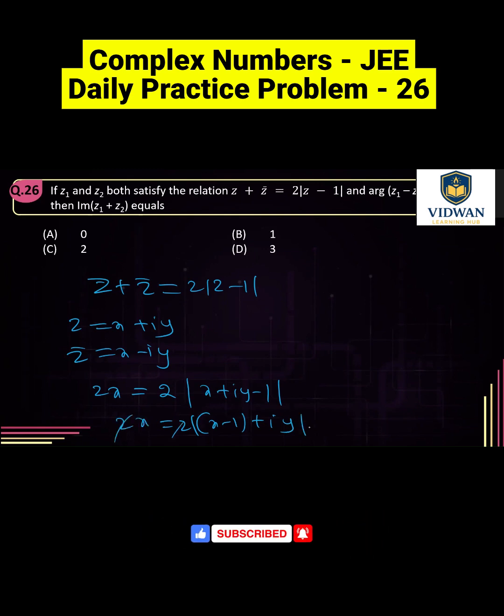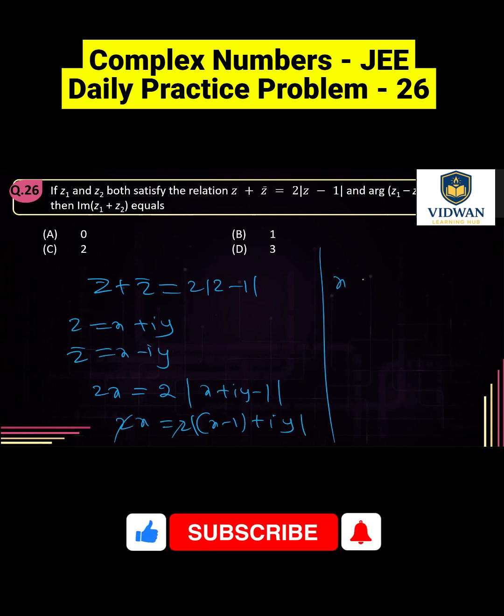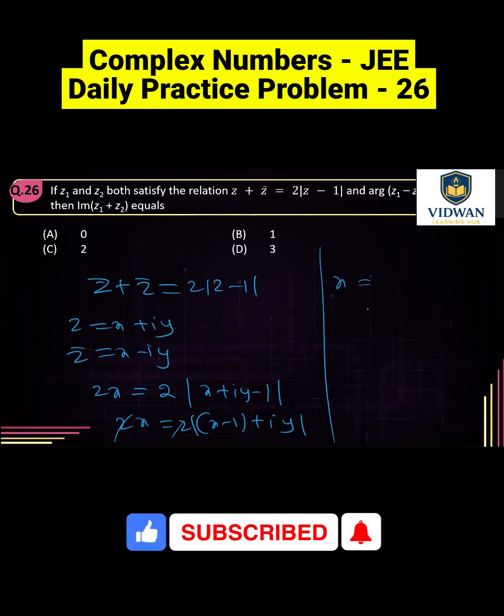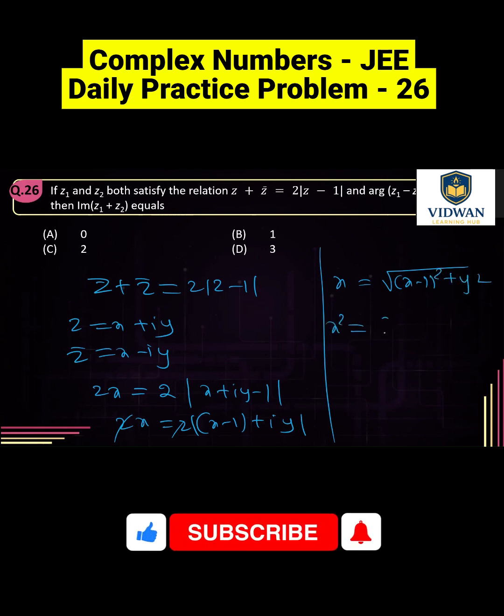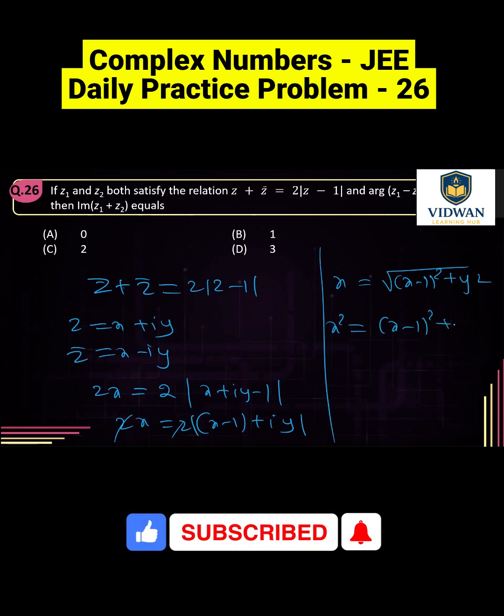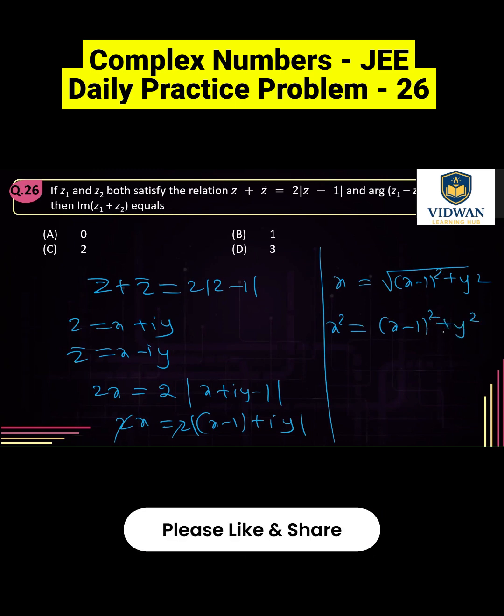And then you can write x is equal to... what is the modulus of a complex number? a plus ib is root of a square plus b square. You will get root of (x minus 1) whole square plus y square. Squaring on both sides gives you x square equal to (x minus 1) whole square plus y square. And if you simplify this, you may get a parabola. So y square equal to x square minus (x minus 1) whole square.